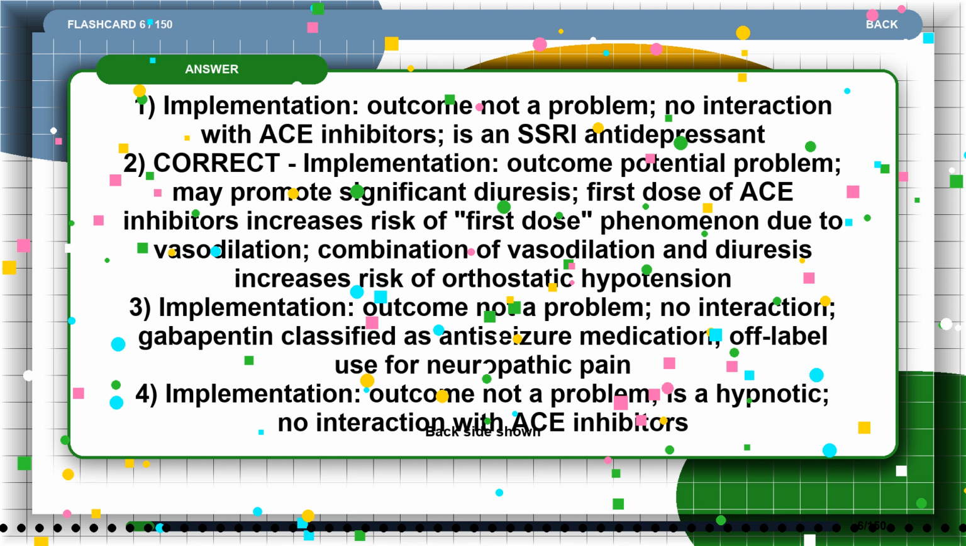3. Implementation, outcome not a problem. No interaction. Gabapentin classified as anti-seizure medication. Off-label use for neuropathic pain. 4. Implementation, outcome not a problem. Is a hypnotic. No interaction with ACE inhibitors.